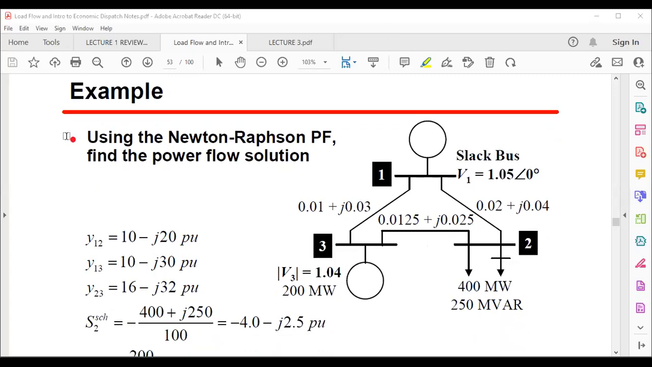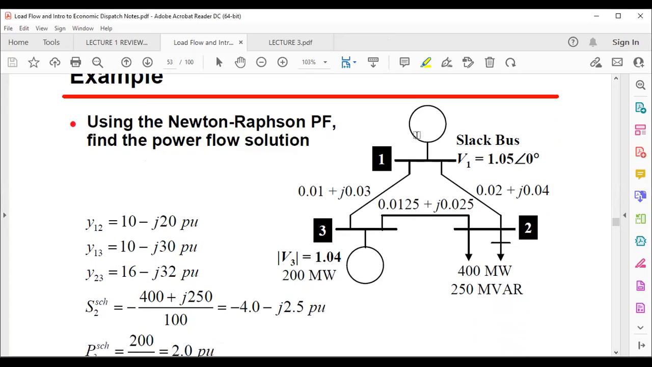So this is an example of using Newton Raphson to solve a power flow problem. Let's first understand what we have as the example. We have a 3-bus network. Bus 1 is given as the slack bus. The voltage V1 is known and its phase angle is known, as we mentioned earlier. So for slack buses, we always know the voltage and the phase angle.